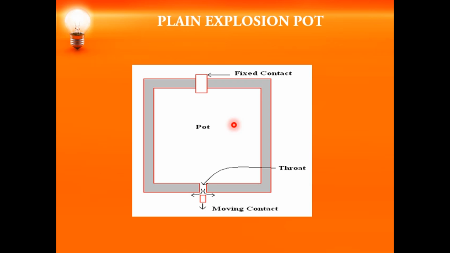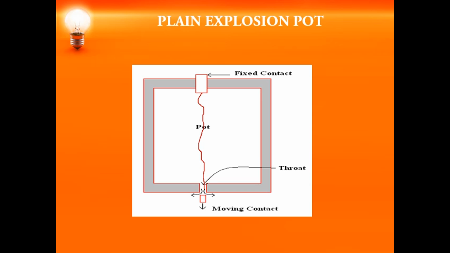Let us see the first one, that is the plain explosion pot. As you can see, this design is very simple. You have a pot which is placed inside the tank. Inside the tank you have oil. The contacts are placed within the pot. Now when the fault occurs, the contacts get separated and the arc will be formed between the contacts, that is, the fixed contact and the moving contact.